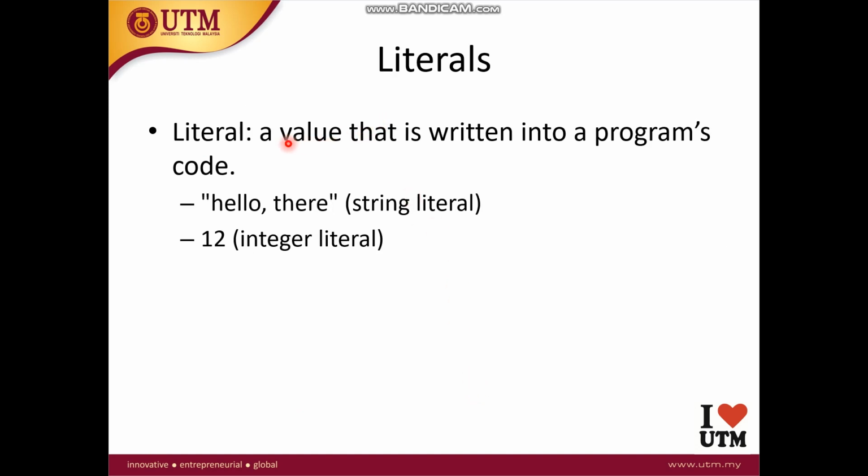A literal is a value that is written into a program's code. Any external value you write inside your code is called a literal. So this, hello comma there, is a literal, but it is called a string literal. Any text inside any programming language is called a string, while this is a number, and this number is called an integer. So texts are called string literals, while number values are called integer literals.